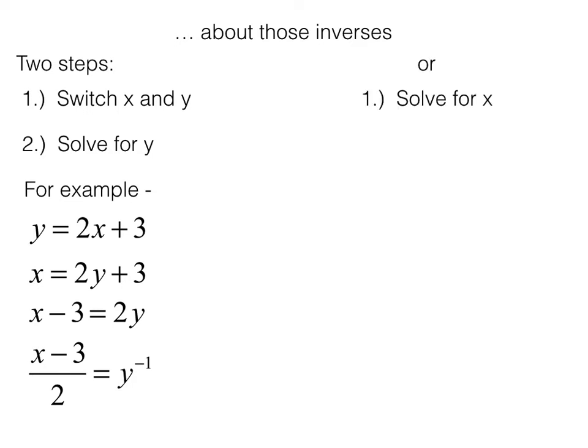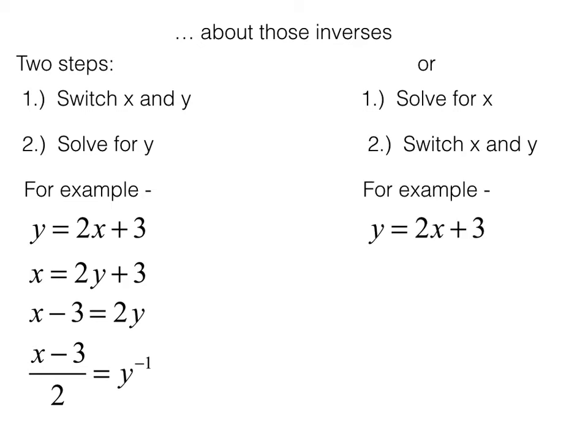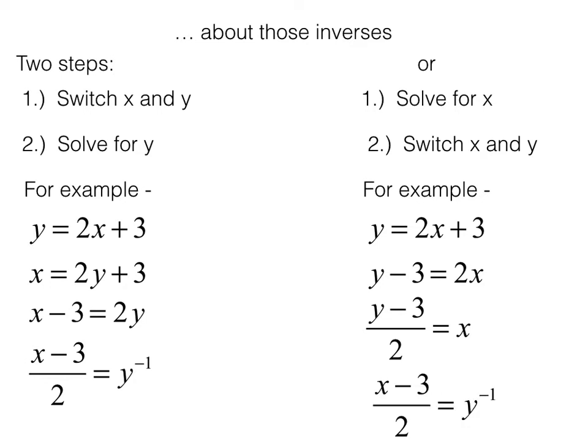You could first solve for x, and then you could switch x and y. If I have the same example and I first solve for x, I'm going to subtract 3 and then divide by 2. And then the second step is to switch x and y. And you notice I have the same answers for both of them. That y to the negative 1 doesn't mean a negative 1 power. It shows me that this is the inverse function.